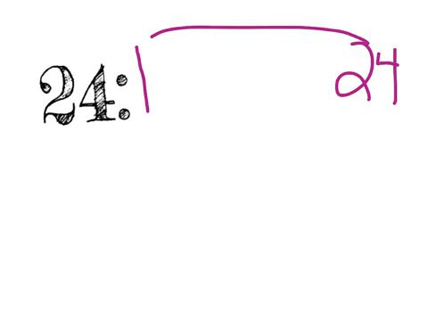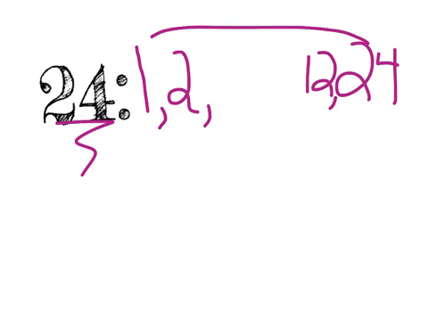Start with 1, then test for 2. I know that 2 can go into 24 because it's even. 2 times 12 is going to give me 24. I can now try my 3 trick that we learned, which is so cool. 4 plus 2 gives 6. 6 can be divided by 3, so I know that 3 goes into 24 with no leftovers. 3 times 8.